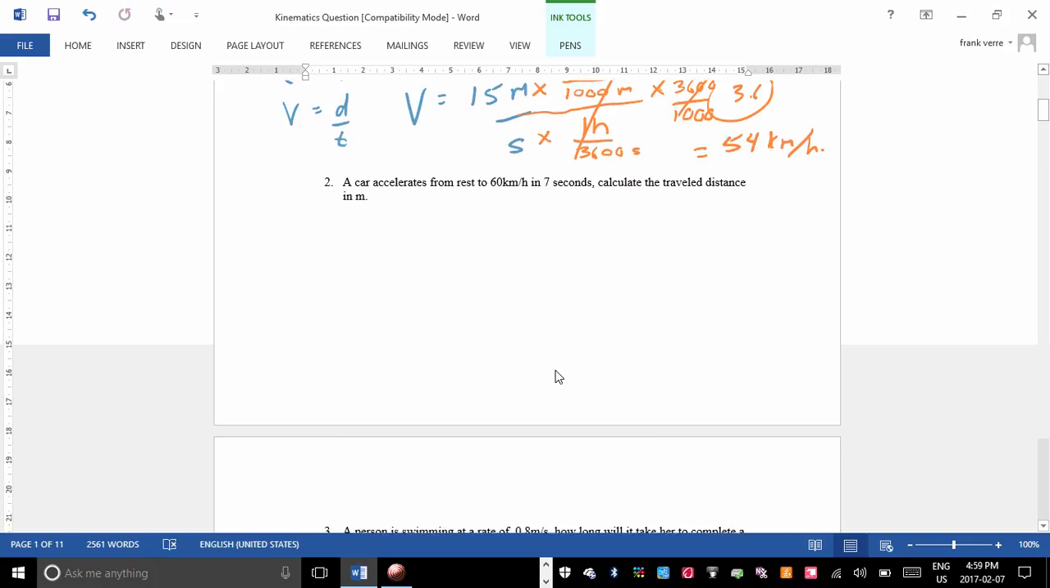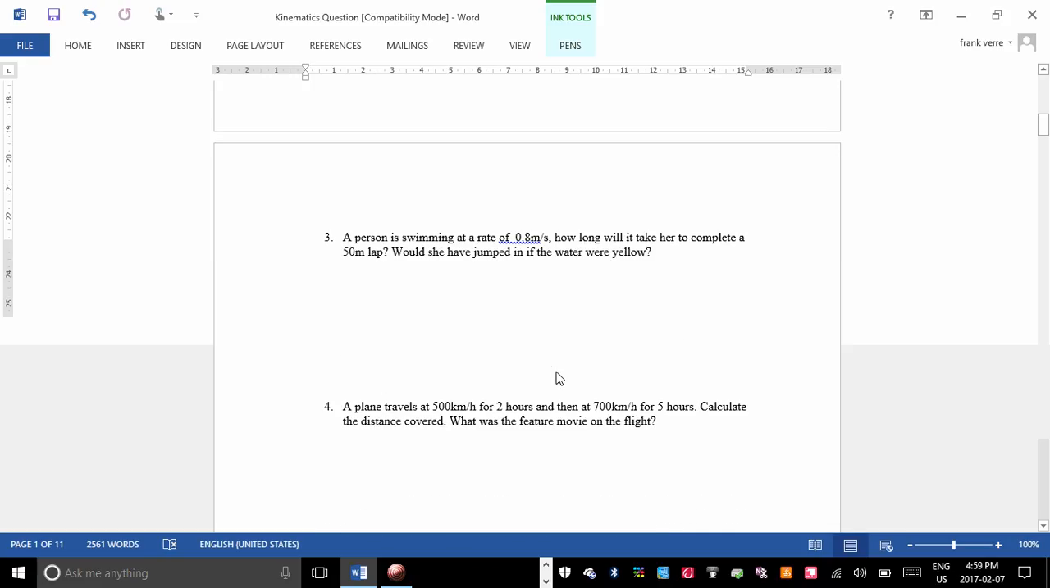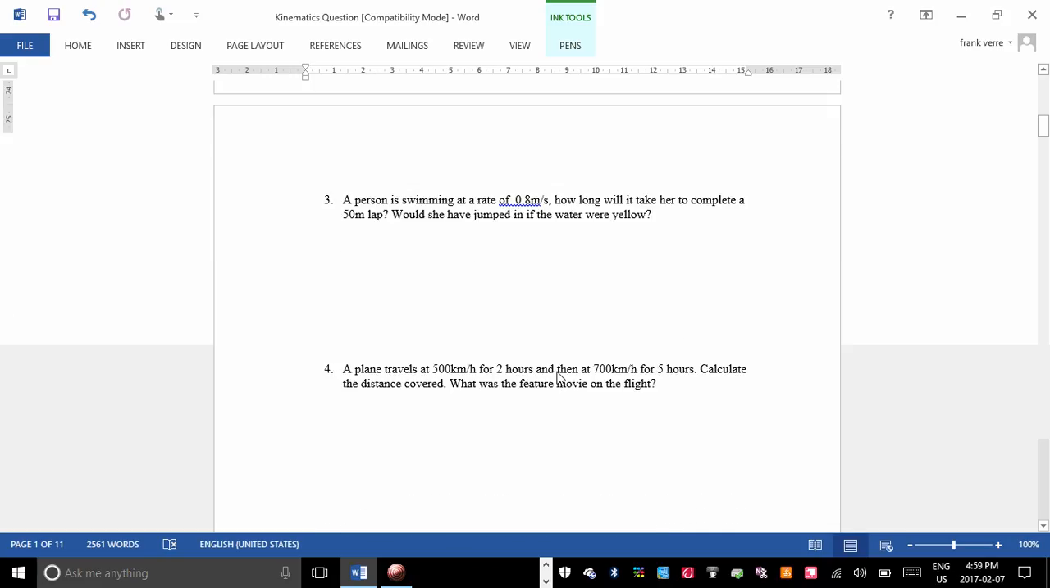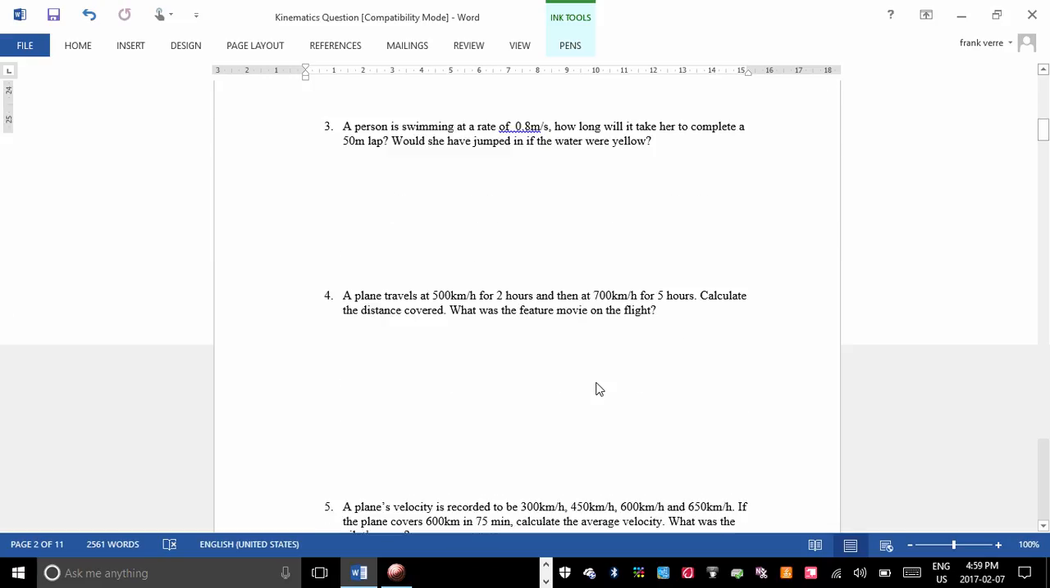Let's look at another example where we have an equation where we could use speed. So look at this one here. We have a swimmer. The speed is 0.8 meters per second. The distance is 50 meters, and we want to know how long it takes for this person to travel that distance.